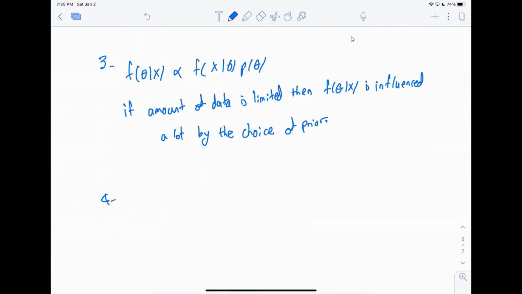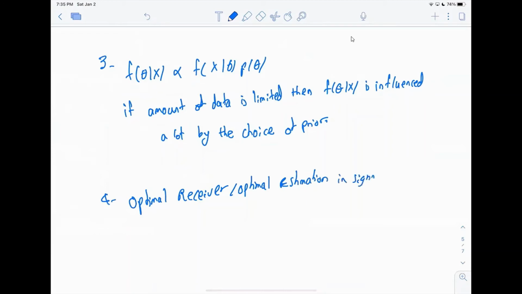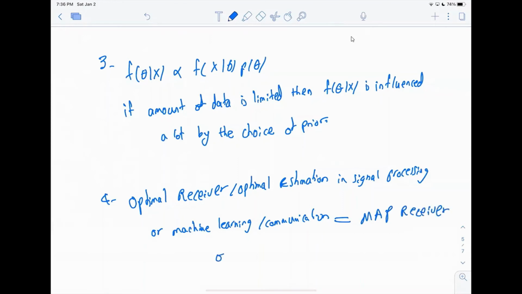Number 4: in digital communication especially, or in signal processing, radar, microwave, in estimation and detection theory, when they talk about the optimal receiver or optimal estimation, I will write in signal processing, or even machine learning and communication, they actually mean MAP receiver or MAP estimation. So MAP, as we discussed, will collapse to ML if we have a non-informative prior. If the prior is the same across different hypotheses, if the prior is constant with respect to the parameter, then MAP and ML will collapse to each other.